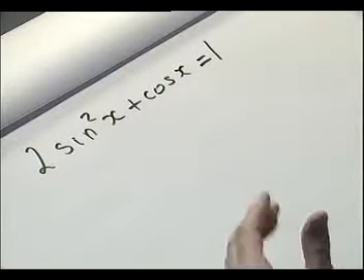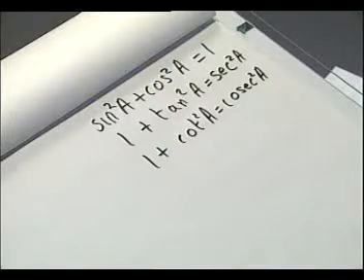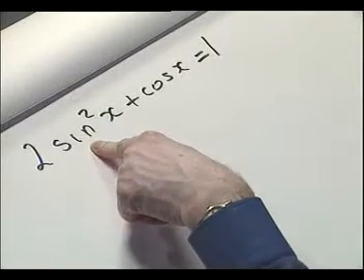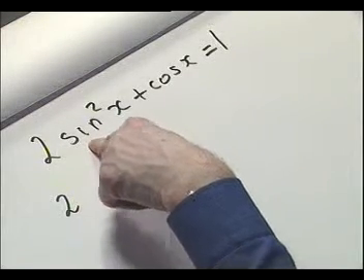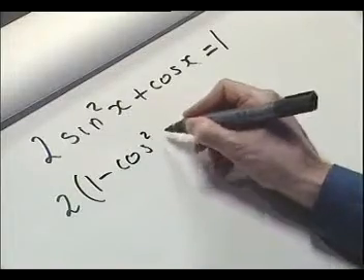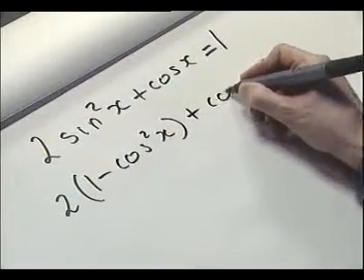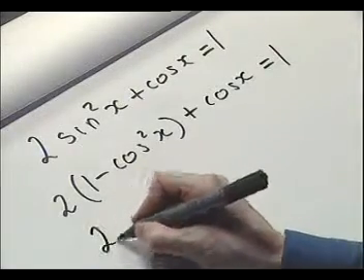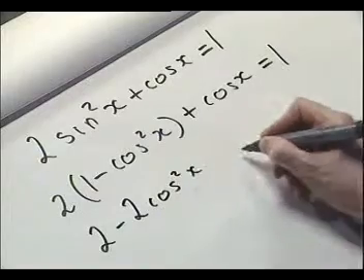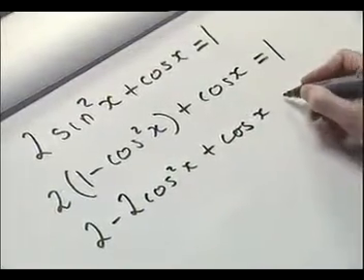We've got a choice. Well, the identity says sine squared plus cos squared equals 1. So if it's sine squared that's in the identity, then perhaps it's the sine squared that we ought to replace. So let's make that replacement. Instead of sine squared, because sine squared plus cos squared is 1, sine squared must be 1 minus cos squared. So in there, we'll write 1 minus cos squared x plus cos x equals 1. Multiply out the brackets: 2 minus 2 cos squared x plus cos x equals 1.